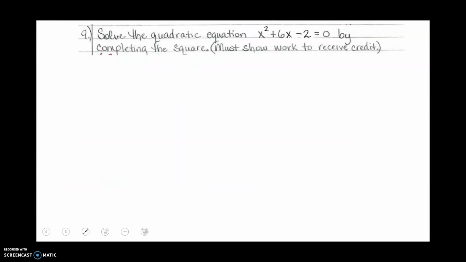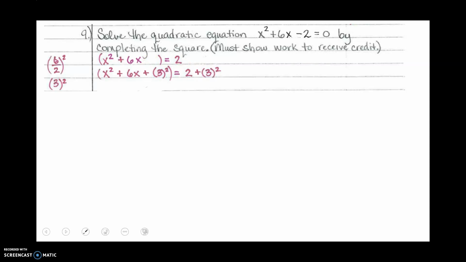All right, then for number 9, they ask us to solve the quadratic. So this one they say by completing the square. And you do have to solve it by the method that's indicated. We've already done quadratic formula. And so this guy would be by completing the square. So step number 1 in completing the square, we're going to move our constant over to the other side. So we're going to take that negative 2 and add it over to the other side.